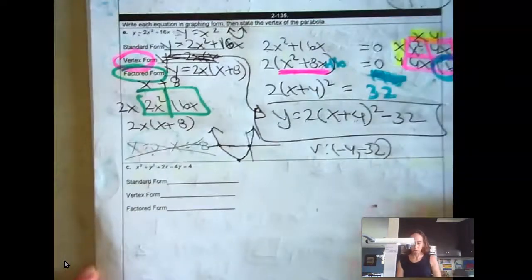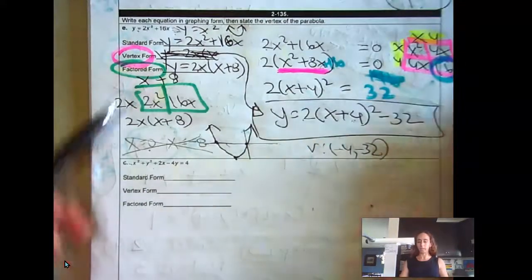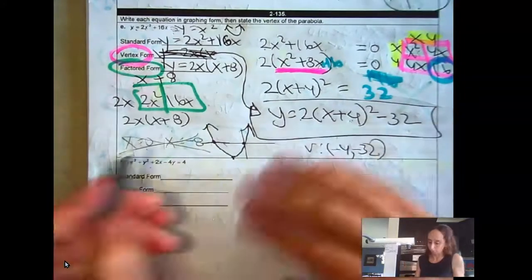Okay? Let's go to the last one on the page. So I see an x squared and a y squared. Do you think it's going to be this shape? Nope, but I know it's in standard form.